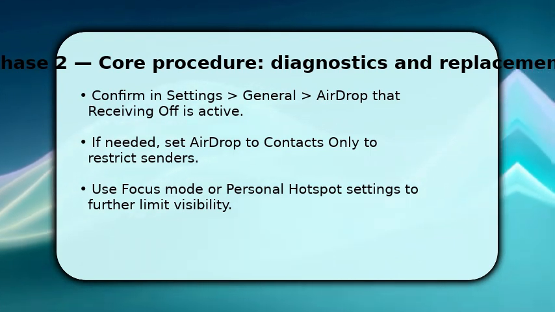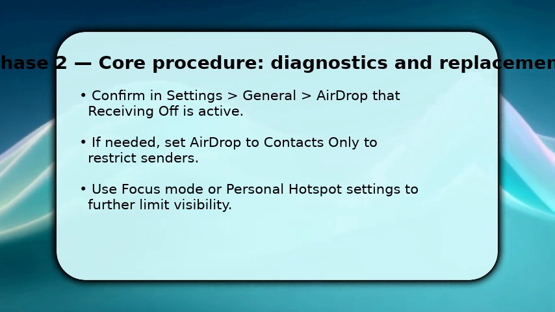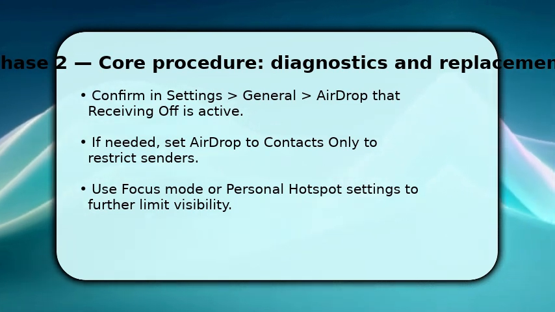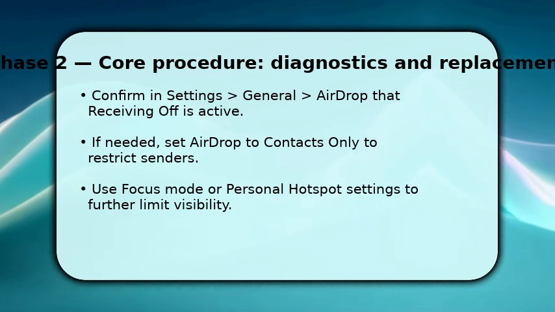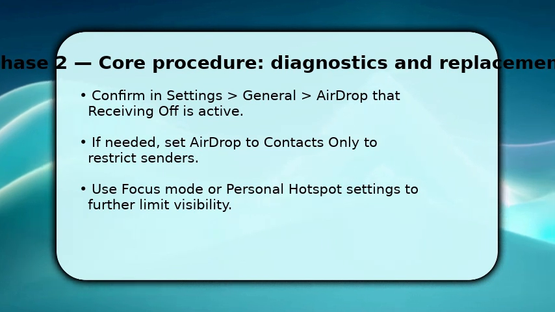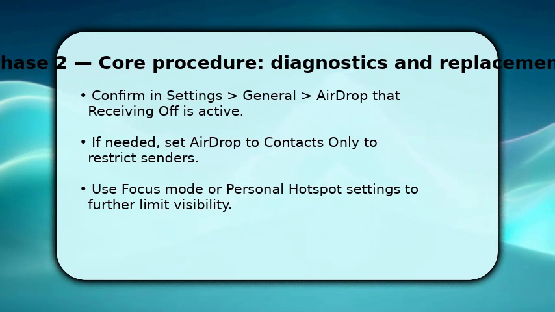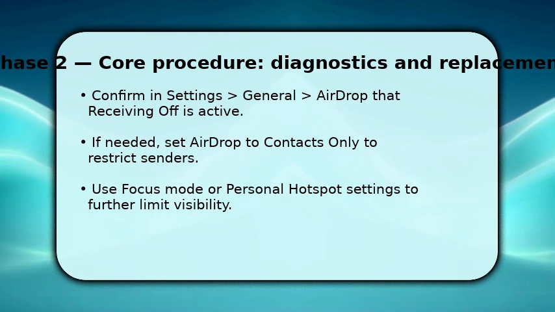If you prefer limited sharing, change it to contacts only so only known contacts can send. This prevents anyone else from scanning your device. Also, enable a Focus or Do Not Disturb profile when in crowds, because Focus can suppress AirDrop visibility. Similarly, turning off Personal Hotspot reduces discovery. These steps reinforce control over who can attempt to share.